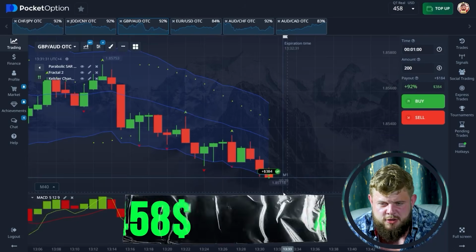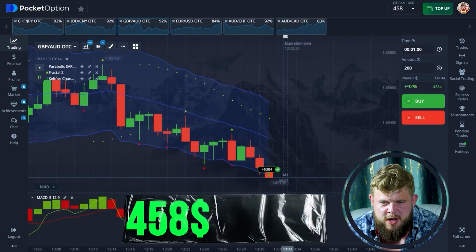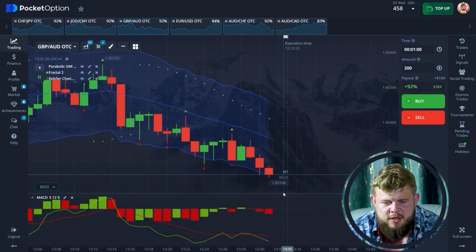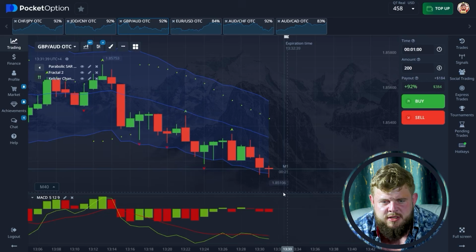So this trade is also closed with profit. We have $458 on the account. Everything is going as planned. Now let's proceed to the next currency pair.